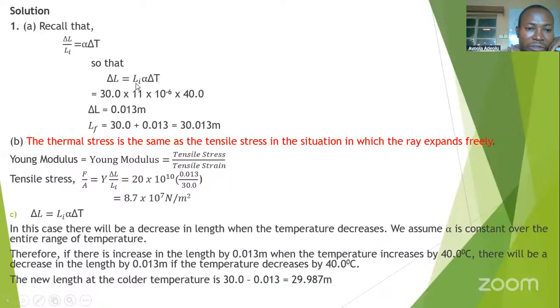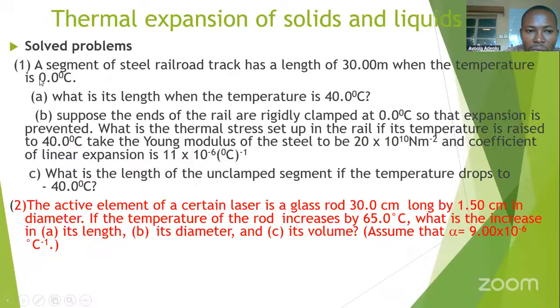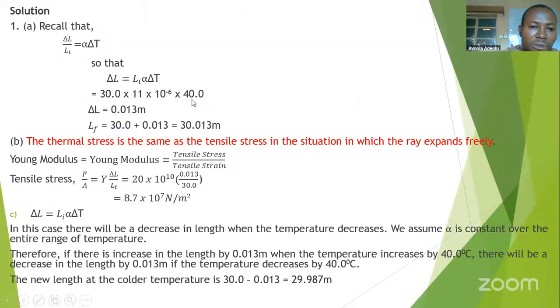Just put the values. They give you the original length of that track, which is 30.0 meters, times the coefficient of linear expansion, which is 11 times 10 to the power minus 6, as given in the equation, and this is the temperature change. The initial temperature is 0, and the temperature increases to 40. So the change in temperature is 40 degrees. When you put it in, you have delta L to be 0.013 meter. So the final length will now be 30 plus the increase in length, which is 30.013 meters.